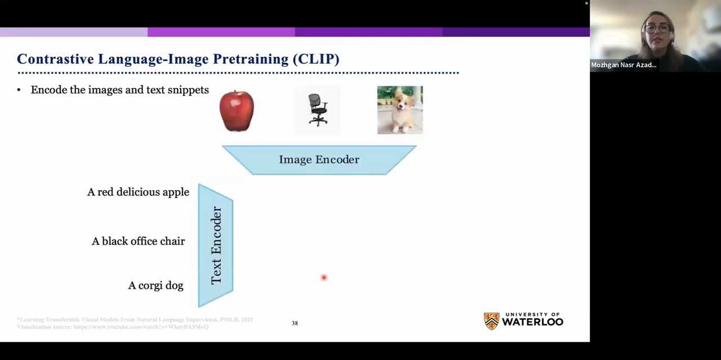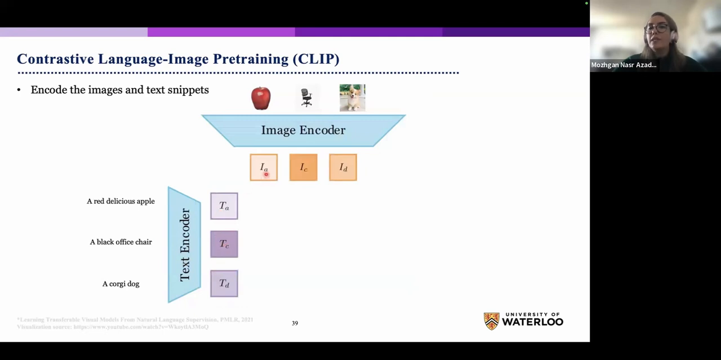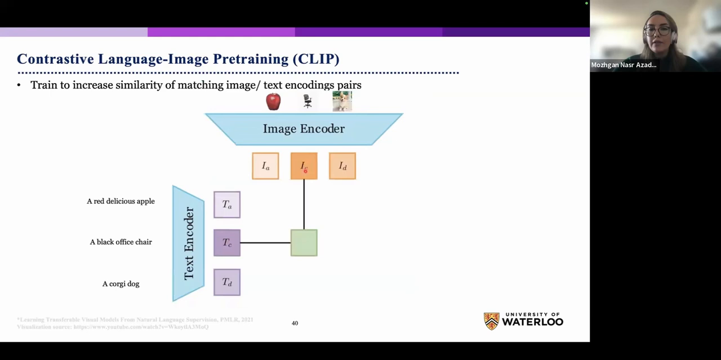The way they do this is that they train a text encoder and an image encoder jointly together. So now we are giving the images to our image encoder, which is a vision transformer, and we are giving the text to our text encoder, which is a text transformer. At each step, we first encode these into text embeddings and image embeddings, shown in purple and orange. Then the way we train this model is that the model tries to figure out the similarity between these text embeddings and these image embeddings. The model is trained to increase the similarity between the image and text encodings where they are matching.